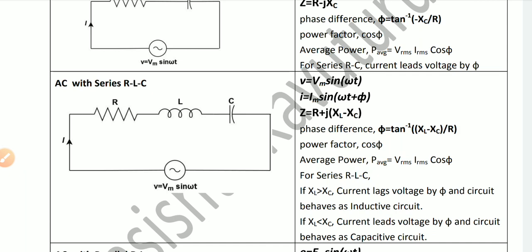So the phase phi will be positive if the circuit behaves like an inductive circuit, and phase phi becomes negative if the circuit behaves like a capacitive circuit.